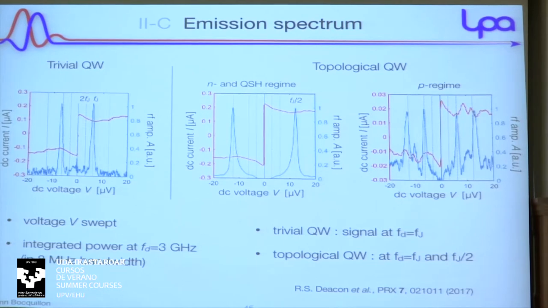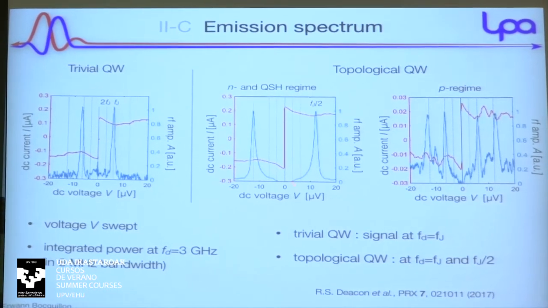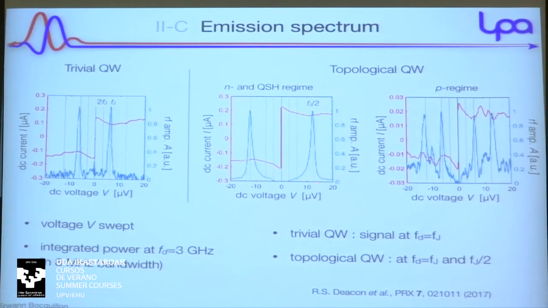Now, if you go to topological quantum wells, then you see very different features. As you sweep the voltage, the peak here is obtained for a voltage which is twice as big for the same detection frequency. A voltage twice as big means that you're measuring half the Josephson frequency. This is a very distinct feature that tells us that there is current flowing at half the Josephson frequency. In other regimes, for other gate voltages, I'll detail this later, we also sometimes see the coexistence of one peak at half the Josephson frequency and one peak at the Josephson frequency.